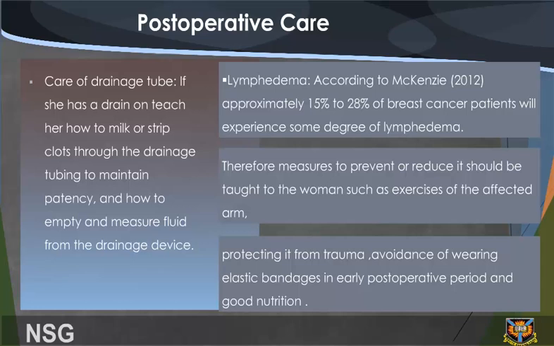Lymphedema. According to McKenzie, 2012, approximately 15% to 28% of breast cancer patients will experience some degree of lymphedema. Therefore, measures to prevent or reduce it should be taught to the woman, such as exercises of the affected arm, protecting it from trauma, avoidance of wearing elastic bandages in the early postoperative period, and good nutrition.